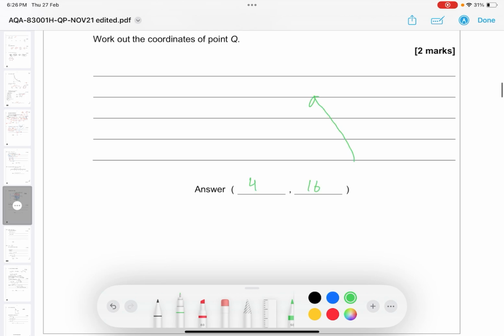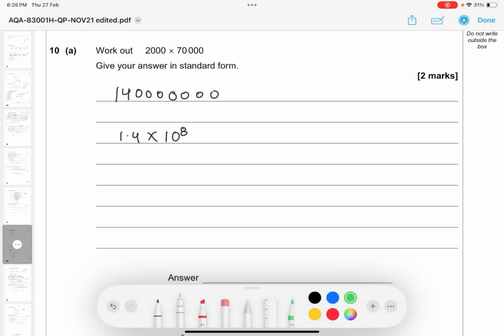You can show your working over here. Now we have to work out and give the answer in standard form. So simply multiply 2 times 7, that is 14, and put 7 zeros over here. Now we have to move this decimal point 1, 2, 3, 4, 5, 6, 7 and 8. So it would be 1.4 times 10 to the power 8.